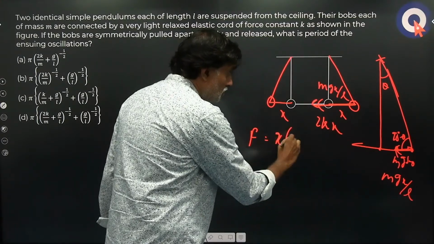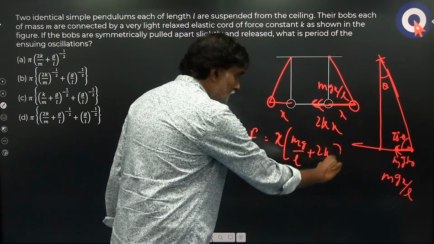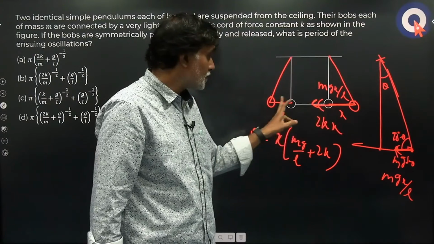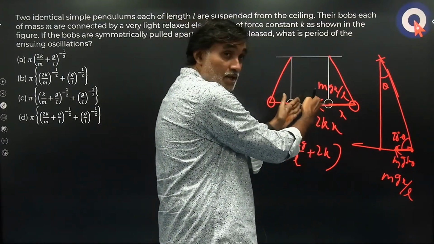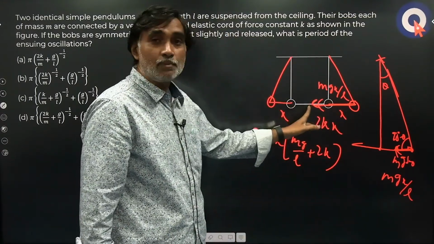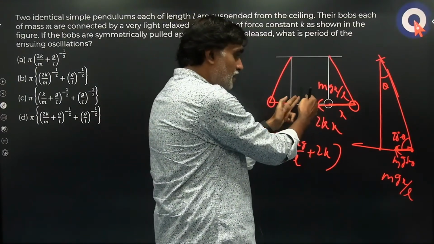x into mg by L plus 2k I will get. That is the restoring force. That is until it comes here or this comes here. Then afterwards, once they come nearer for this part of the oscillation, this string becomes loose. Means this string does not apply any force. So it does not play any part during this half of the motion.